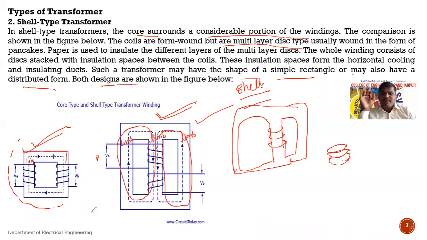There is a clear difference between shell type and core type, that is the construction difference and the winding difference, whether it is disc type, form wound, or circular or cylindrical type. So this is the shell type transformer and the core type transformer. These are the two types of transformer according to the construction.